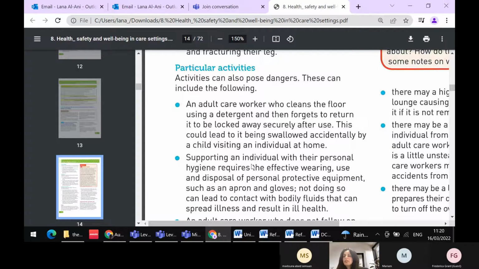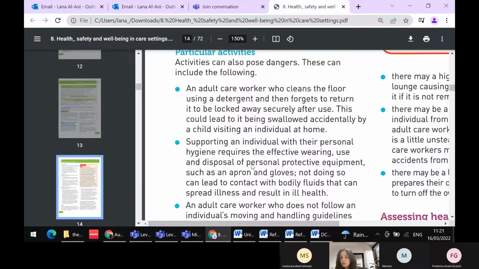Particular activities. So activities can also pose danger. Also, there are many activities that could pose danger. So an adult care worker who cleans the floor using detergent and then forgets to return the lock securely on the chemical cupboard, that would be very dangerous. Why? Because maybe people come and swallow it accidentally, because it looks just like any bottle of water or juice.